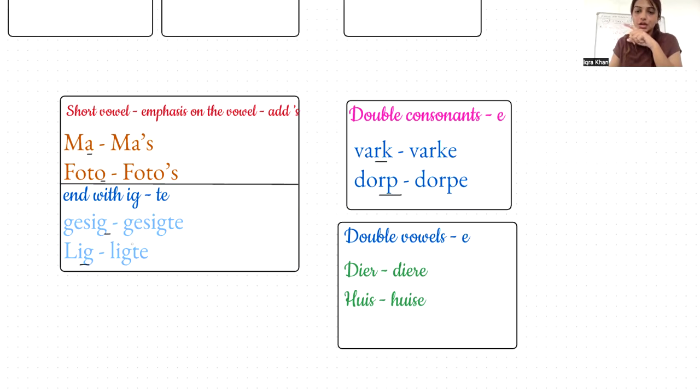Double vowels, not double twin vowels, double vowels. Read the words. Here, double vowels are present in both the words, so they'll just take an E at the end.